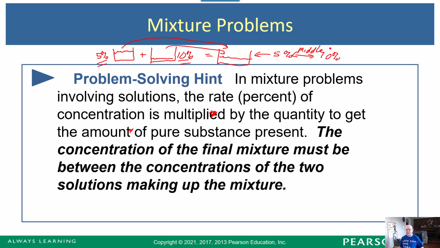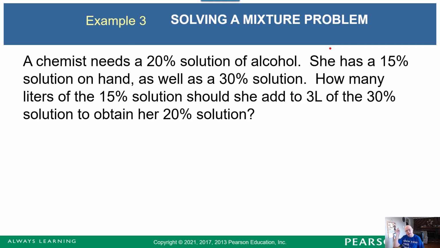Keep that in mind. That's going to be a big help to you. It might sound trivial, but when you're working the problem and looking at the answer, this is a big help. So here we've got a problem to work with.